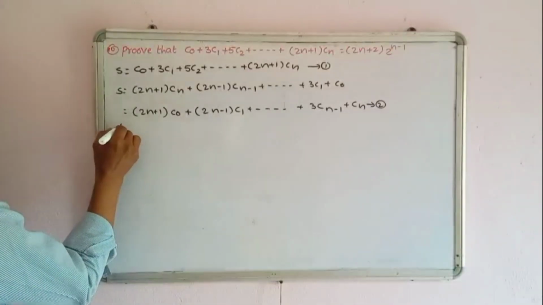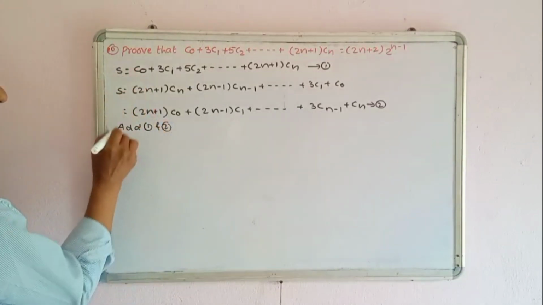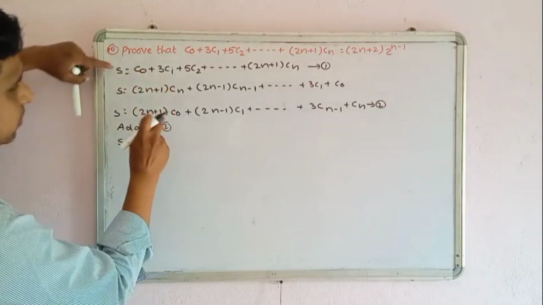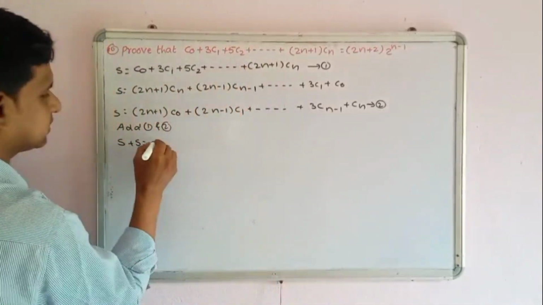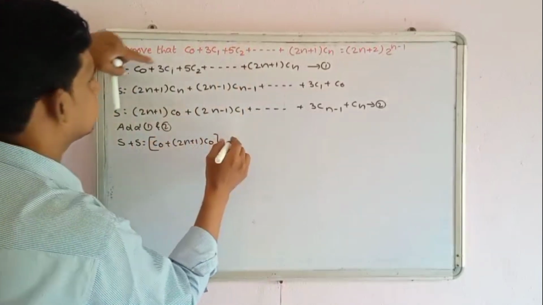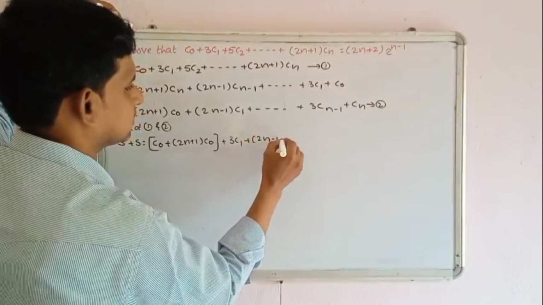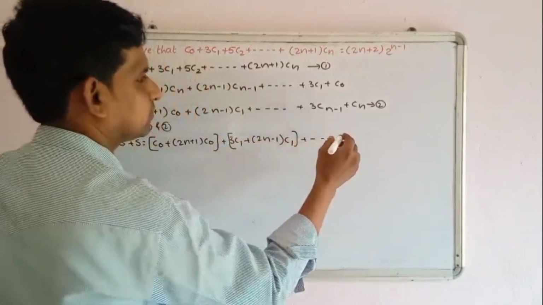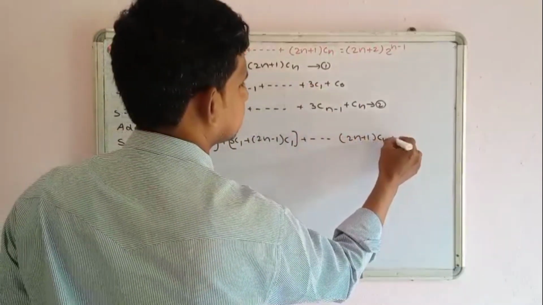Now add equations 1 and 2. See carefully. C0 plus 2n plus 1 C0. Next, 3C1 plus 2n minus 1 C1, plus so on. Last, 2n plus 1 Cn plus Cn.